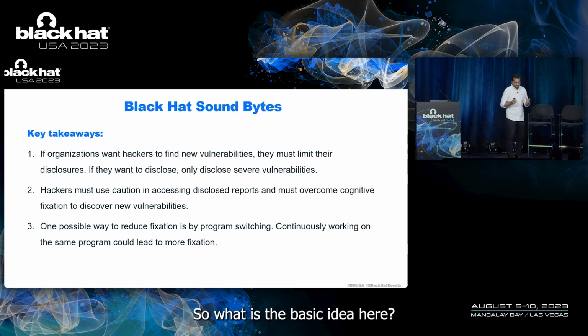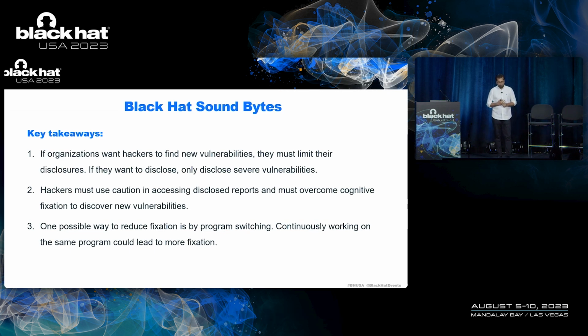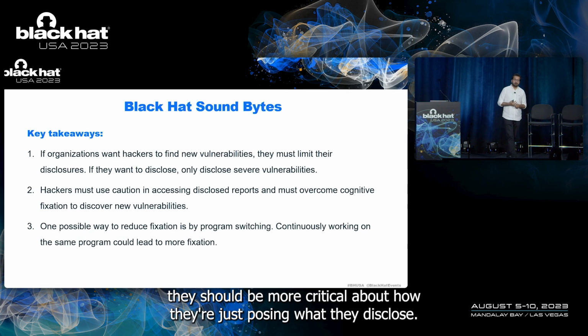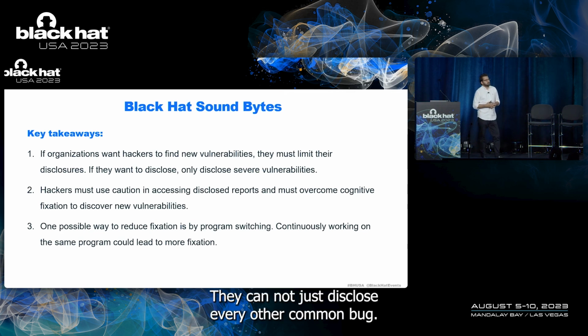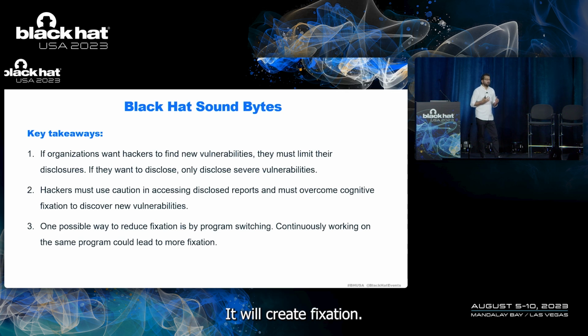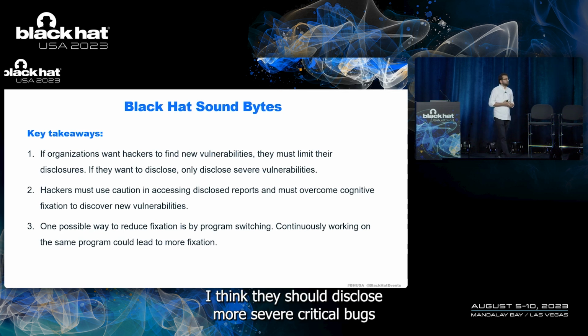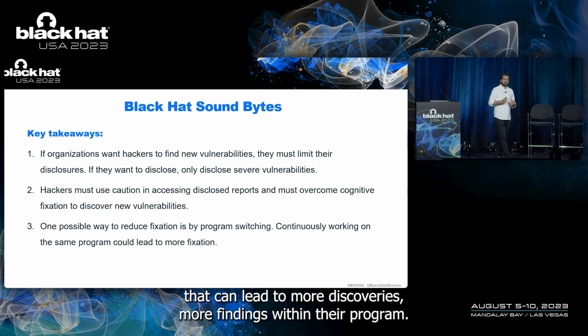So what is the basic idea here? Organizations, if they want hackers to be successful in their program, should be more critical about how they disclose and what they disclose. They cannot just disclose every other common bug. It will create fixation. And if they should disclose, I think they should disclose more severe, critical bugs. That can lead to more discoveries, more findings within their program.